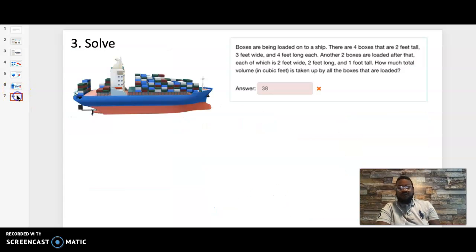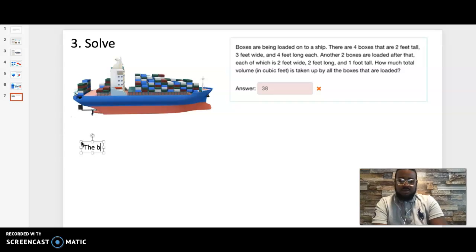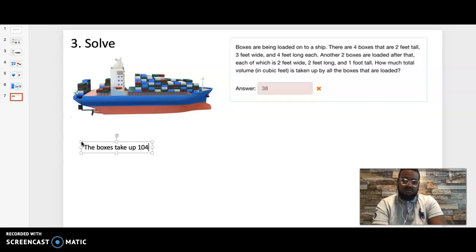So our final answer then would be the boxes take up 104 cubic feet of space on the ship.